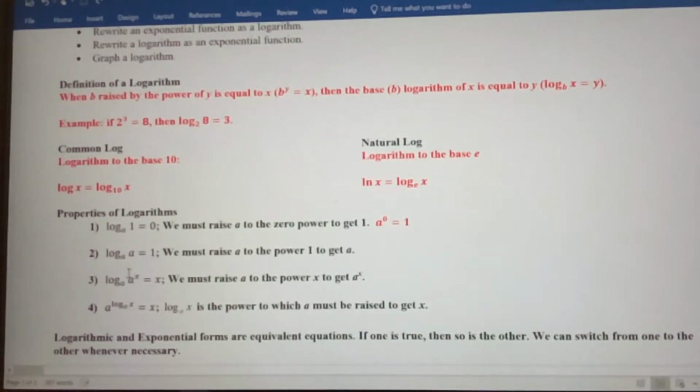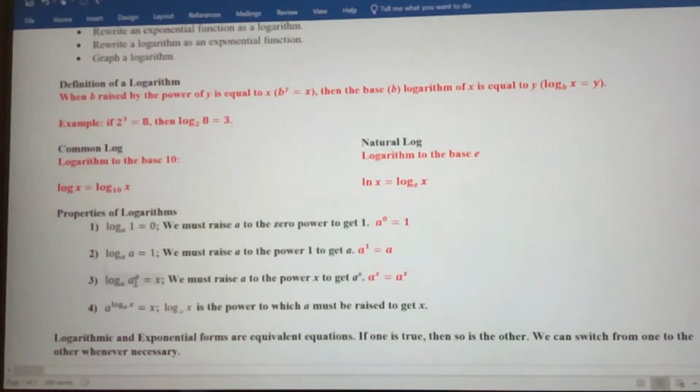Second property here: a to the first power is a. So we must raise a to the power of 1 to get a. Again, if we were to translate this logarithmic equation to an exponential equation, base a to the first power equals a.